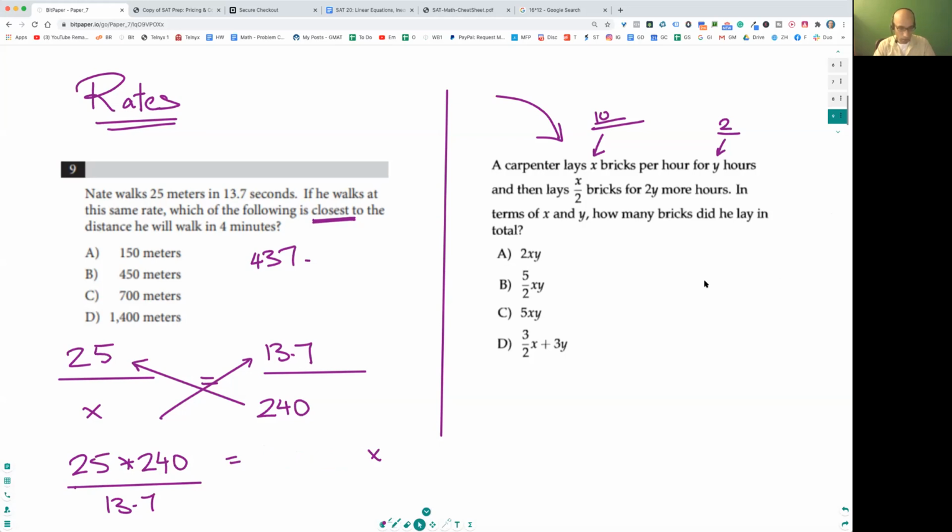Okay. So here in this problem, problem number 9, for those who are following me, 25 times 240 divided by 13.7. So you get 437 point something, 437.95. And now you're not going to see 437.95 here. So let's see what the question is asking. It's asking what is the closest to the distance. So they kind of rounded it off. So 437.95, you round it up, and then you get 450, which is the nearest one. So that's why B is the correct answer.